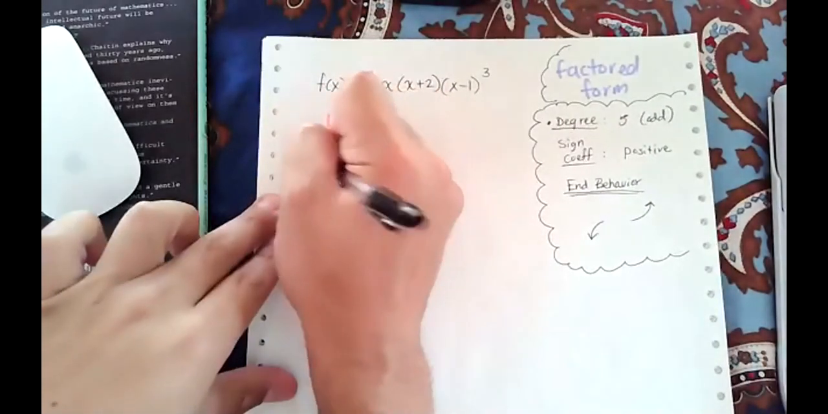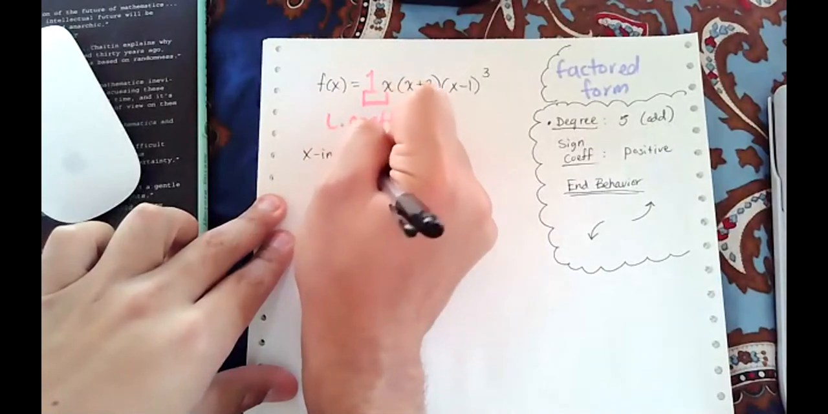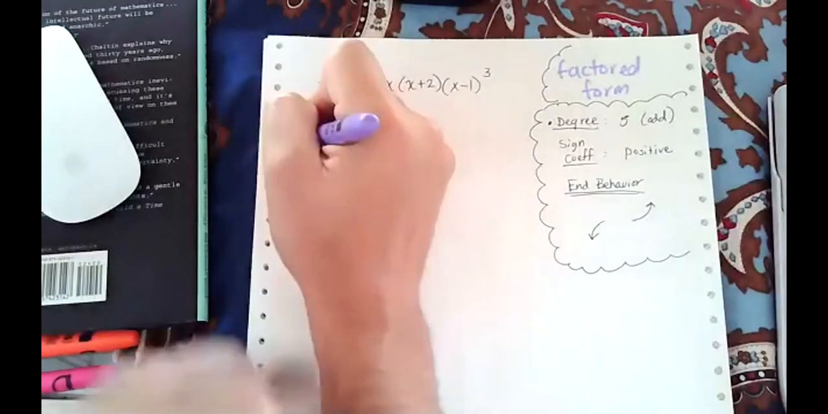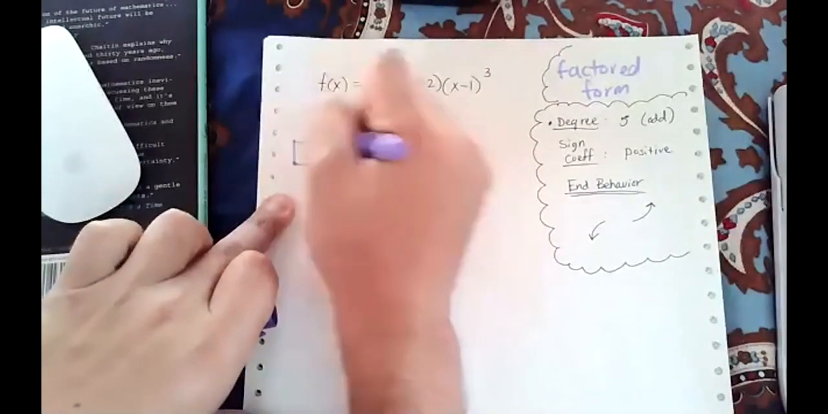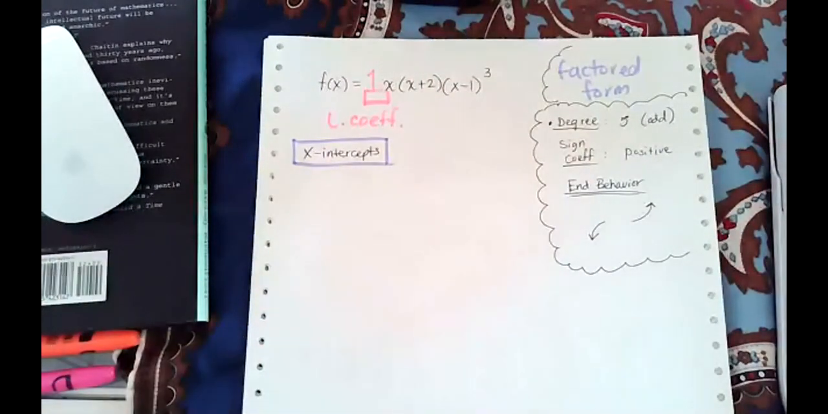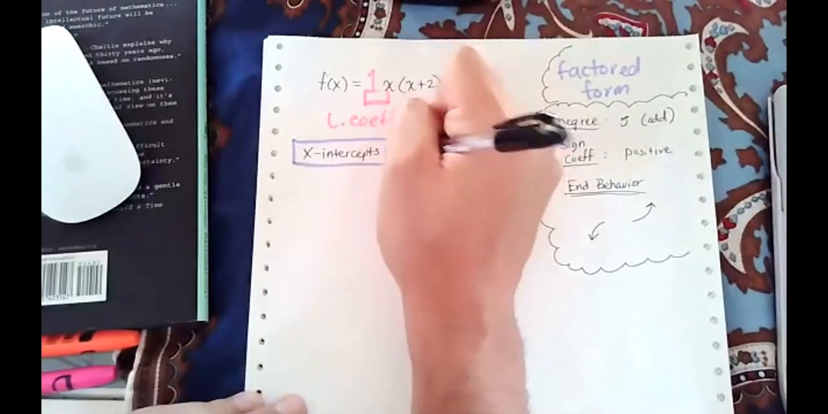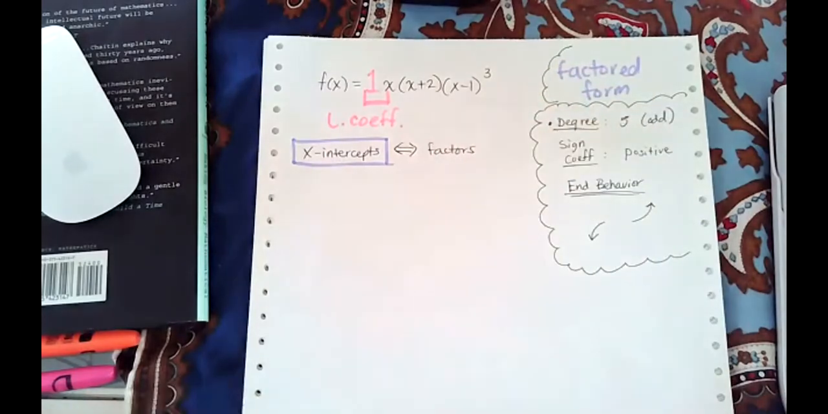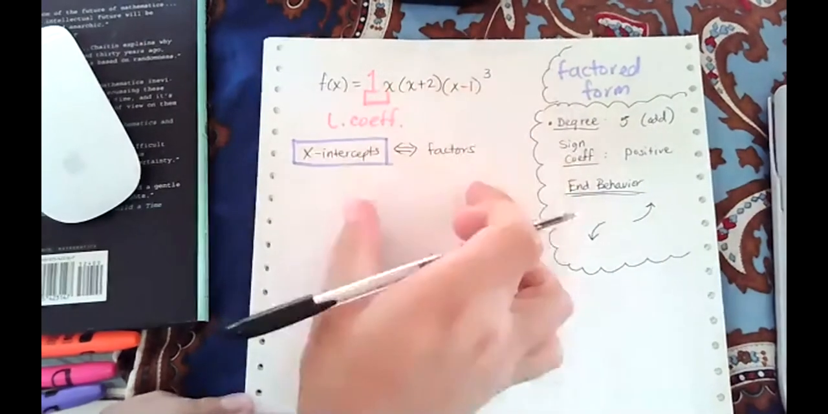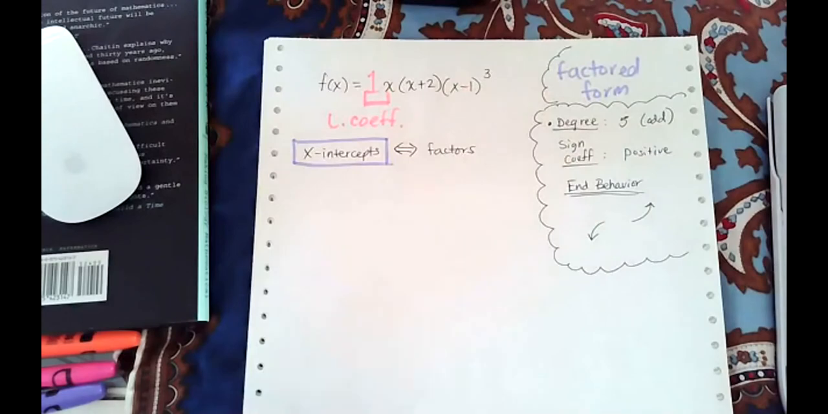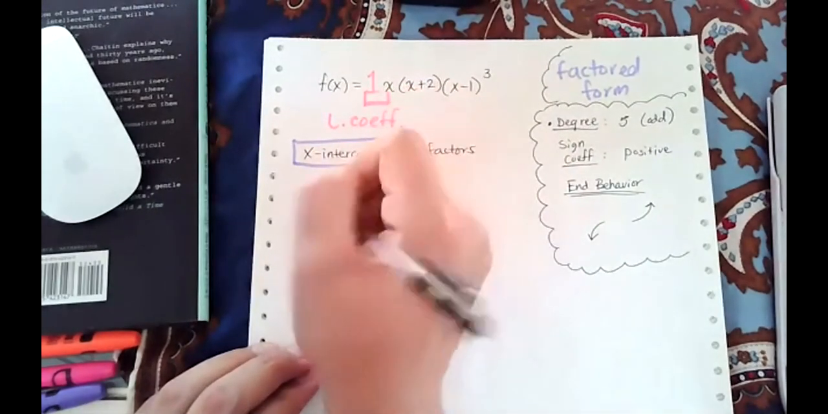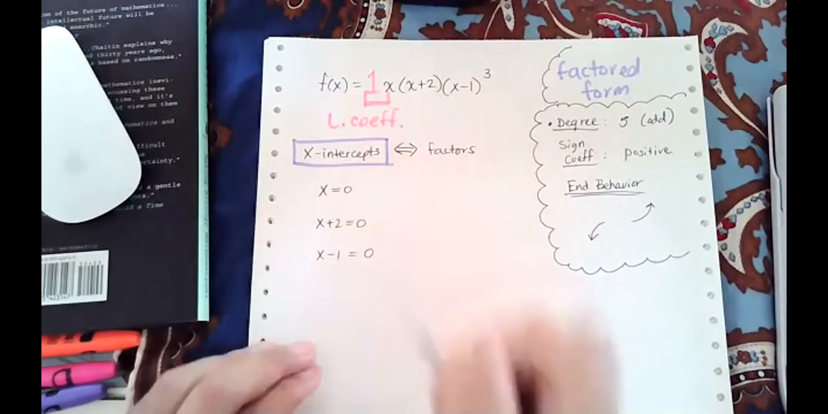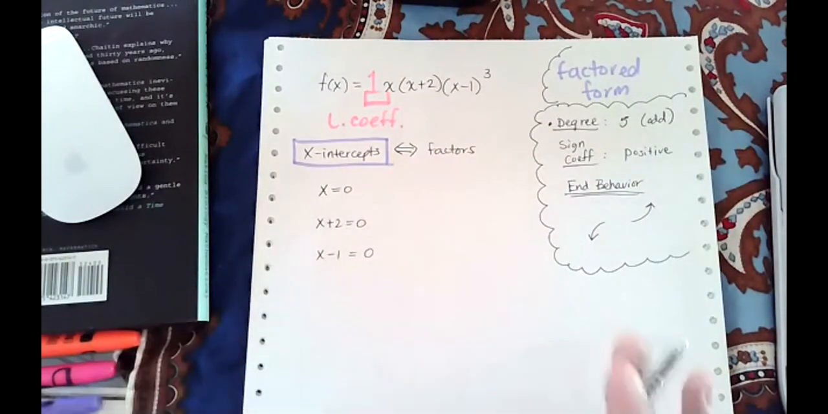So to find the x-intercepts, once you get pretty adept at identifying them, we know that the x-intercepts and the factors in the polynomial are related to each other somehow. What you could do is set this whole thing equal to 0, or you could skip the middleman and set x equal to 0, x plus 2 equal to 0, and x minus 1 equal to 0. And then we'll solve those things.